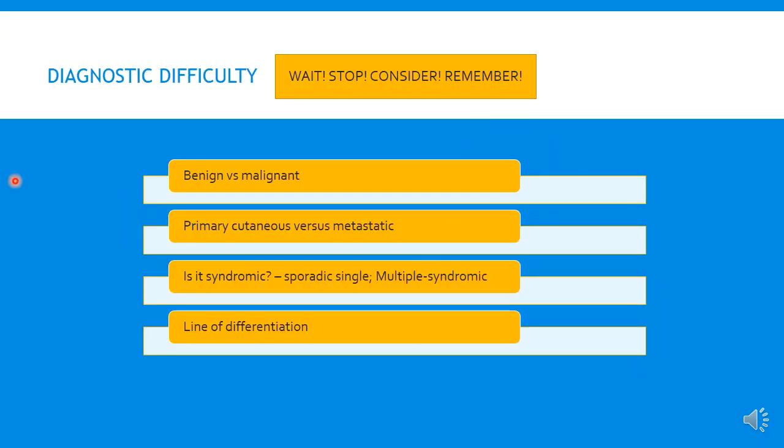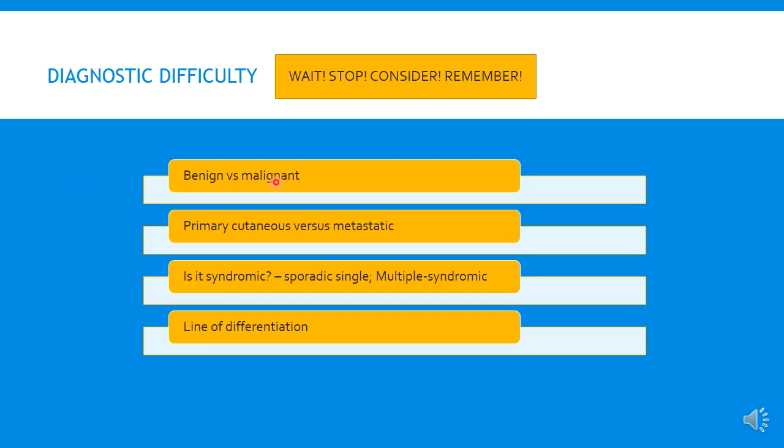Before we delve into the topic proper, let us wait for a second, stop, consider, and remember the following things. When we look directly at the histomorphology of cutaneous adnexal tumors, we get lost sometimes by the similarity, by the overlap. Like I said previously, many types of differentiation may be present in a single tumor, and a lot of confusing entities will come under differential diagnosis. So let us remember and approach it in a methodical way.